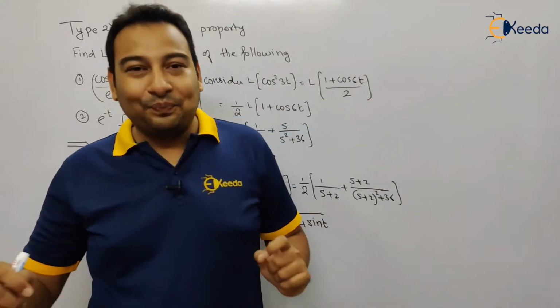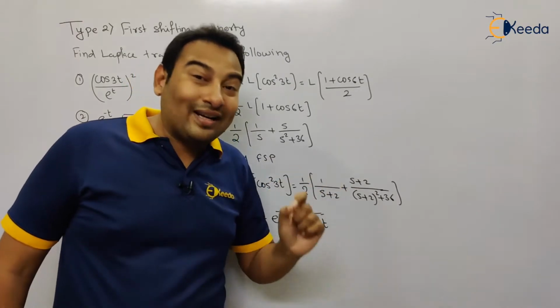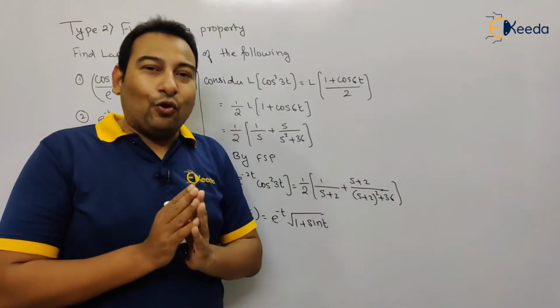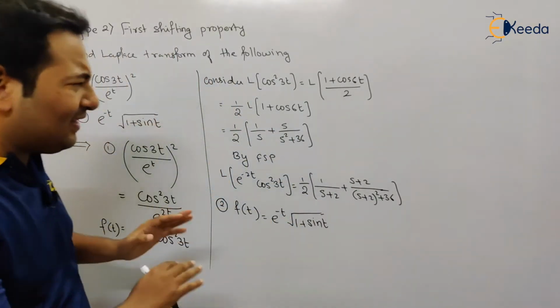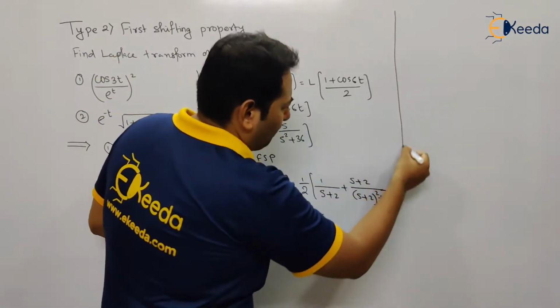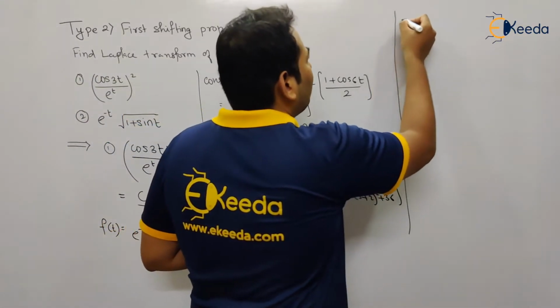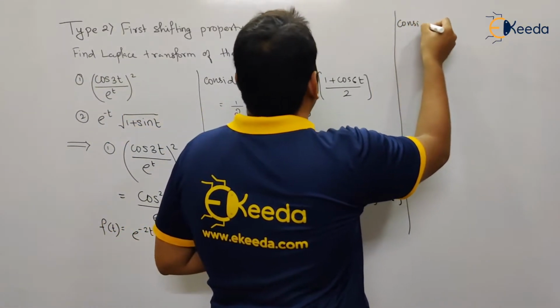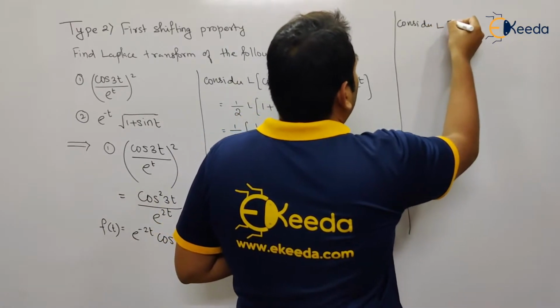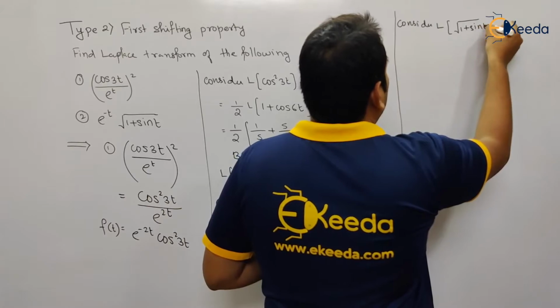Do you remember? Have we solved root of 1 plus sin t? Yes, this is already done in type number 1. If you don't know, you can go back and check. Again, here I'm going to do it in brief so that at least you'll get an idea. So let's move on. Consider Laplace of root of 1 plus sin t. Do you remember how to solve this? Yes or no?